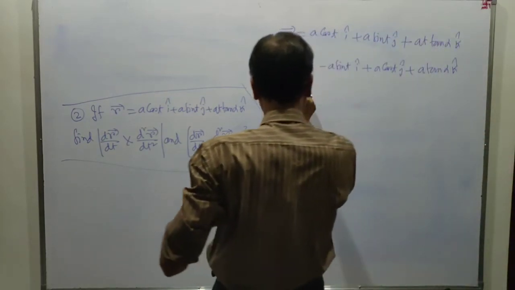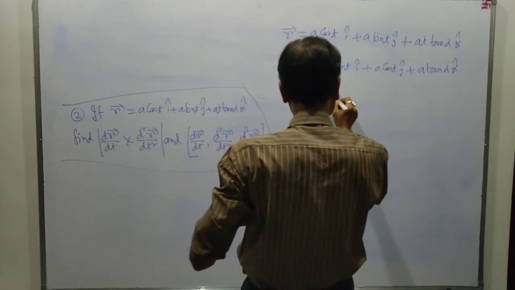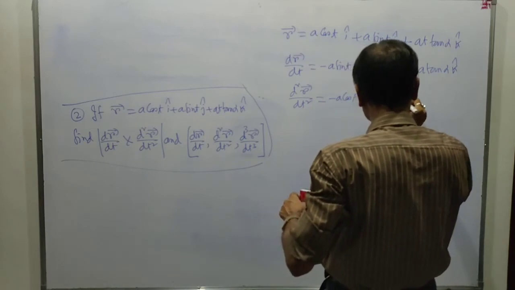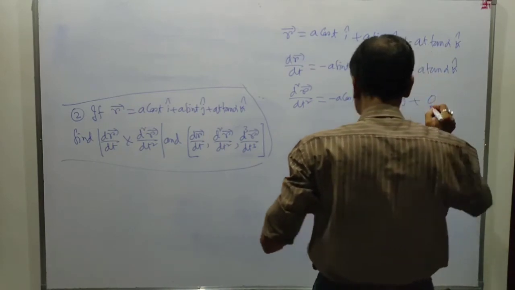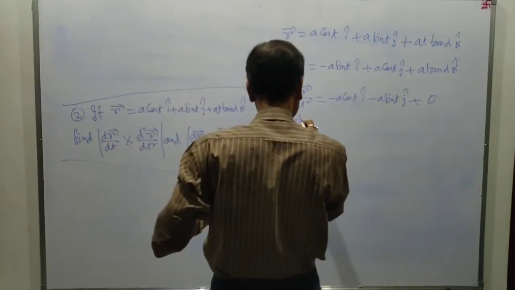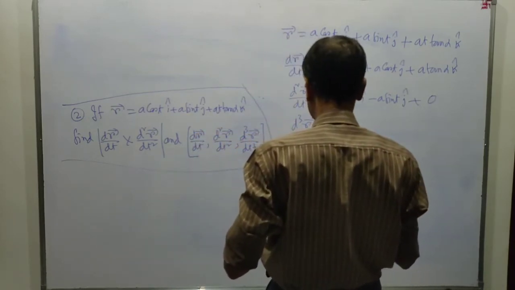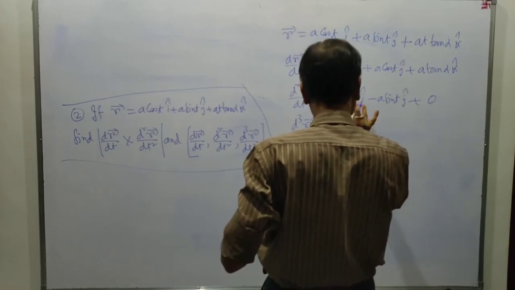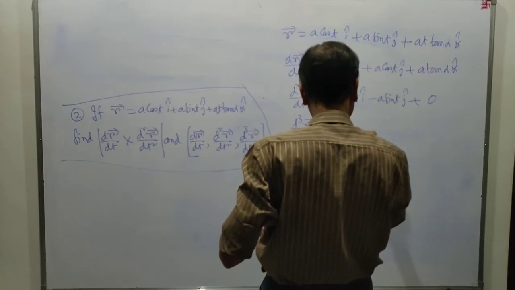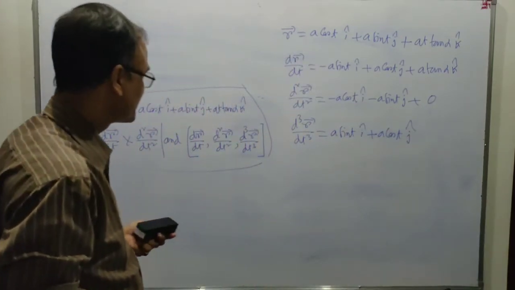It will be like this. d2 r bar by dt square will be equal to minus a cos t i cap minus a sin t j cap, plus 0, since all terms are constant. Then d cube r bar by dt cube will be a sin t i cap minus a cos t j cap.